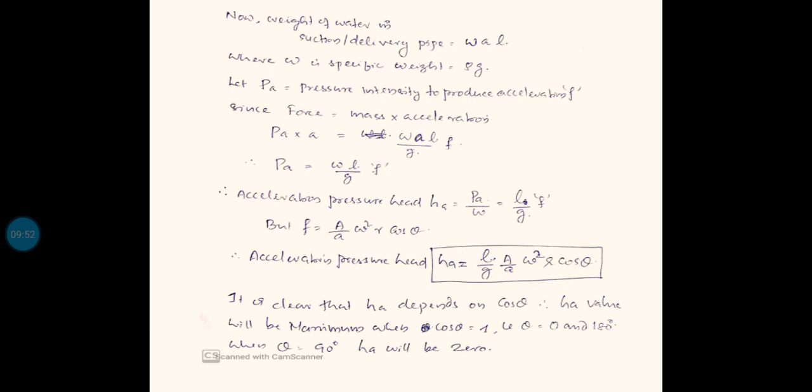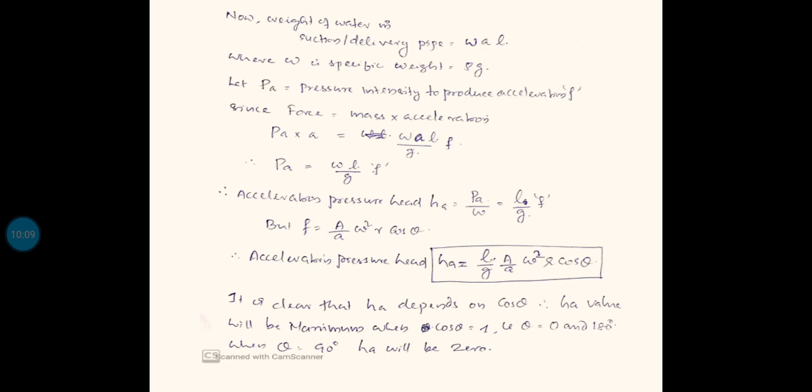So the weight of the water in the pipe will be W into A into L, where A is the cross-sectional area of the pipe and L is the length. While considering the suction side, we can take L as the length of the suction pipe, and during the delivery stroke, we can take L as the length of the delivery pipe.